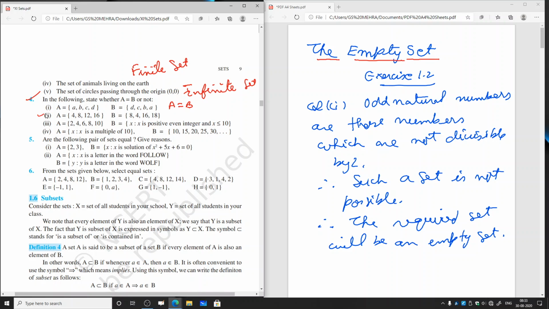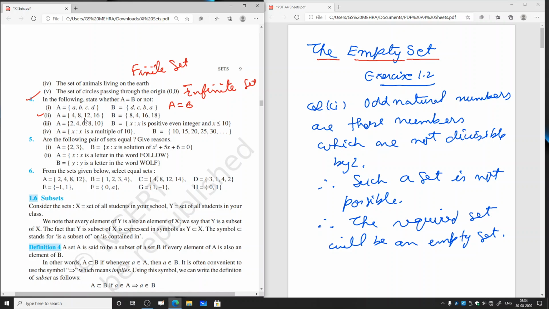Second part, A equal to {4, 8, 12, 16}. The elements are 4, 8, 12, 16. And here the elements of B are 8, 4, 16 and 18. If you see these two sets, this 18 is present in set B, but it is not present in the first set A.